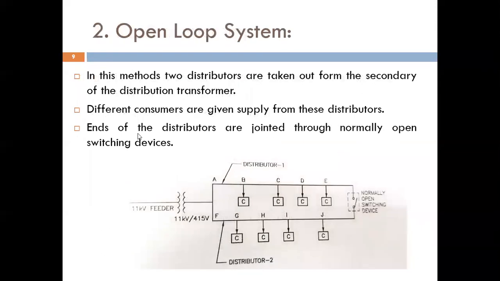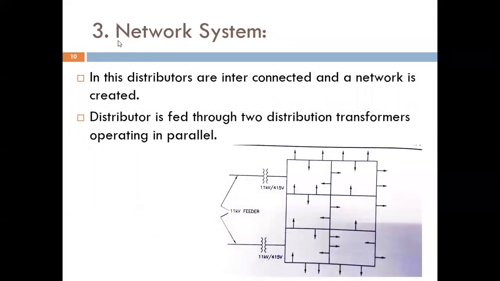Now the open loop system. In this method, two distributors are connected out from the secondary of the distribution transformer. Different consumers are given supply from this distributor. You see in the diagram that the feeder is connected with the distributor, and these distributors are connected with one open loop switching device. It is a type of circuit breaker. Both distributors are connected to each other with one open circuit switch, so it is called an open loop system.